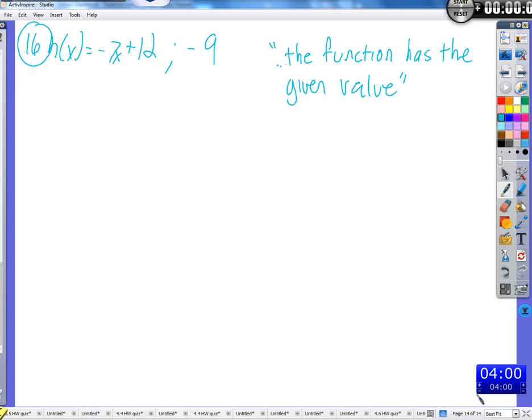So in the instructions there it says, so that the function has the given value. First of all, what's the given value? Negative 9 is the given value, right? What does it mean to say that the function has that value? An equation.